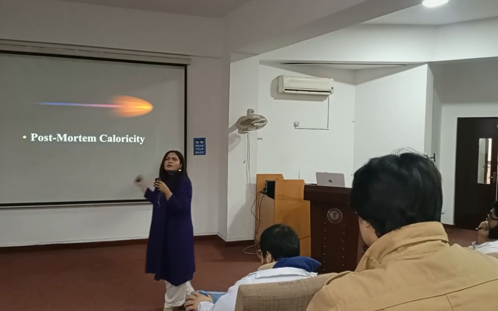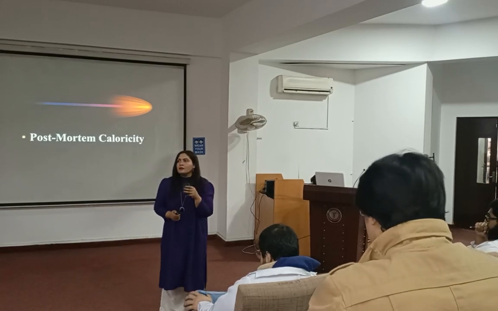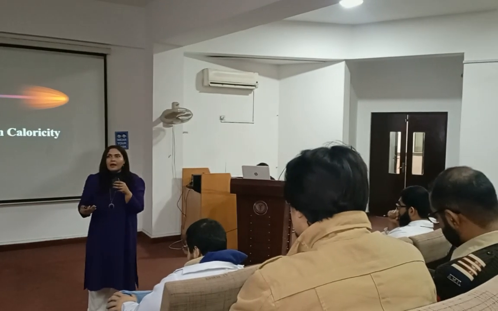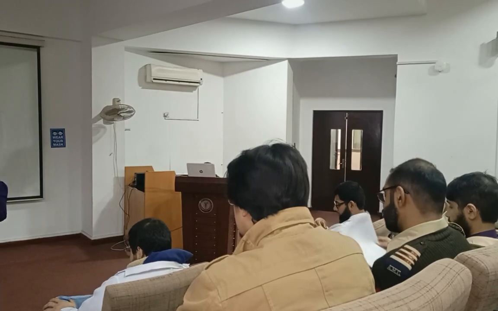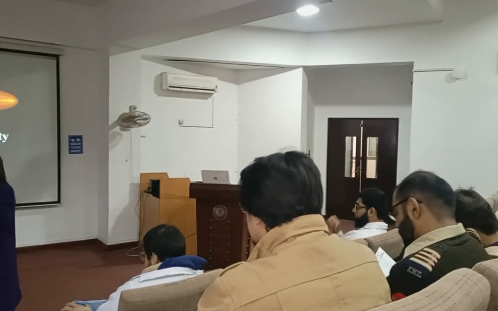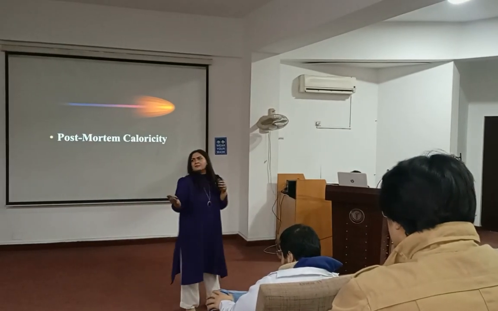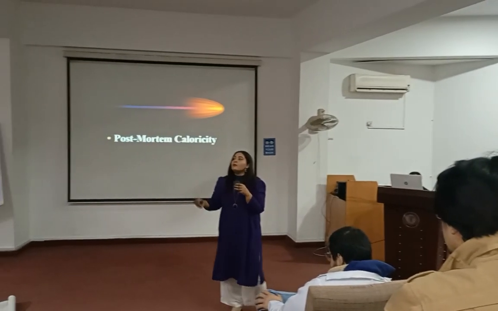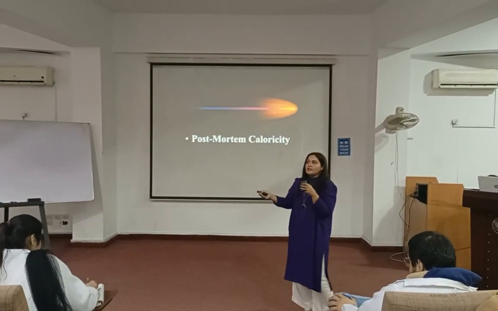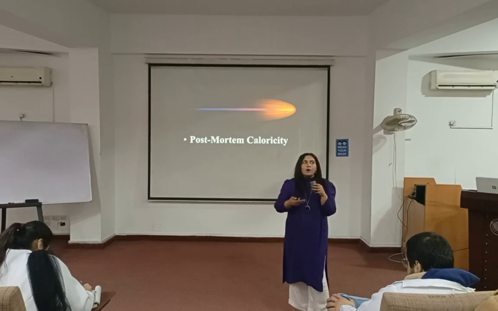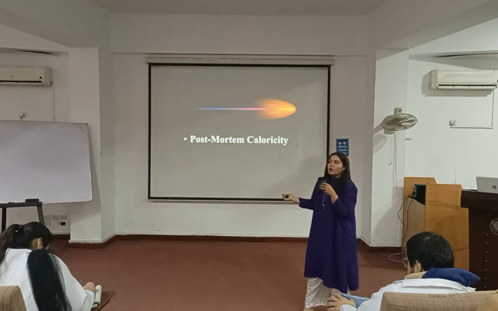Then what was the postmortem caloricity? Anyone know about this? Normally what happens after death is that the body either has a constant temperature for some time and then starts losing the temperature. But in various conditions, for example infection, septicemia, strychnine poisoning, the body starts to have a rise in temperature of 1 to 2 degrees for the first 2 hours, and after that its normal cooling starts. That is known as postmortem caloricity.